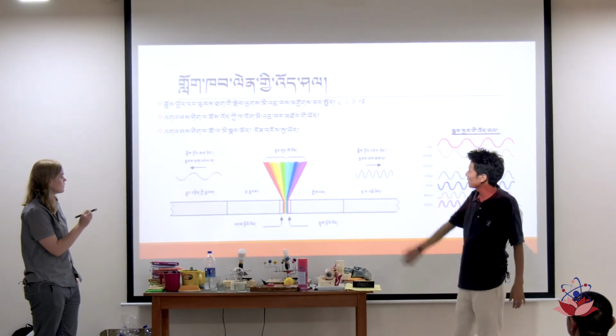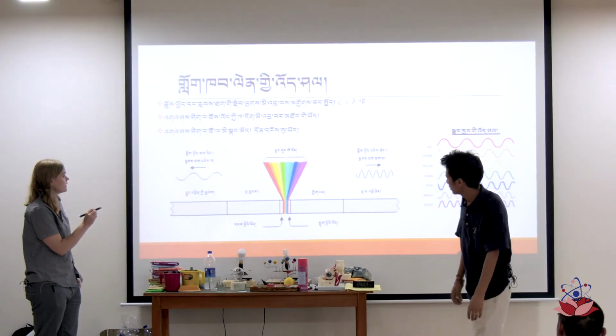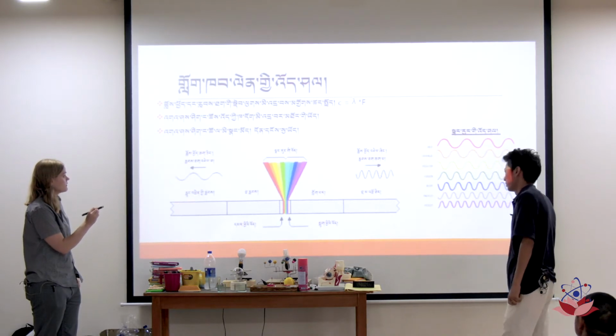So the wavelength lambda is very long, and this is very small. So the product ends up being the same.